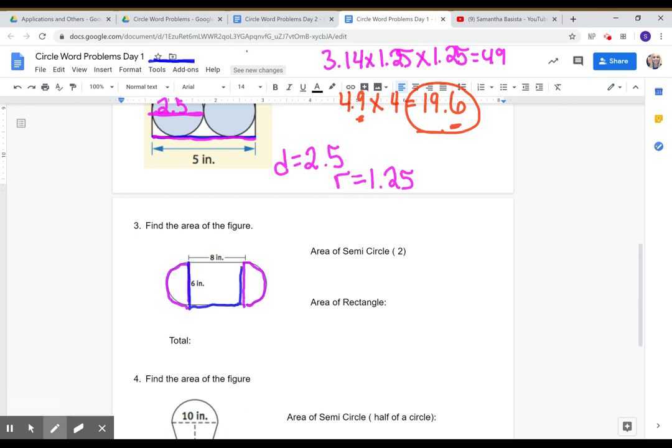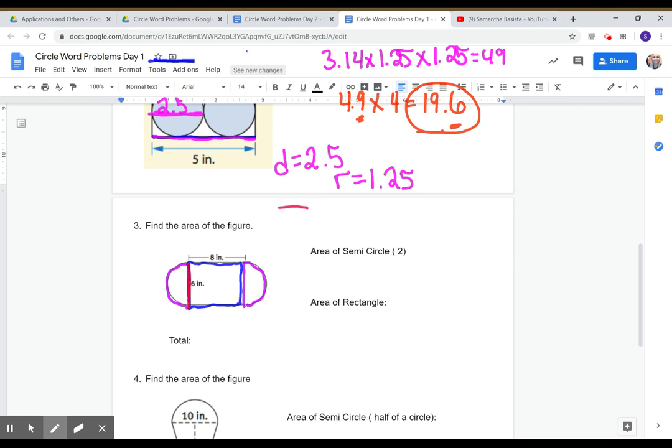I have a rectangle. If I want to find the area of the whole figure, I'm going to find all three of these and then just add them together. So let's start with the semicircles. For my semicircle, look at what they give me. From here to here is 6.